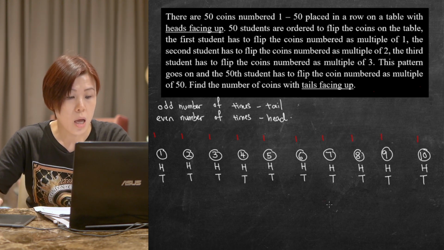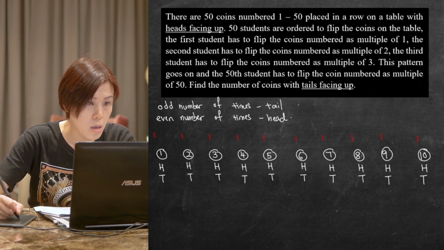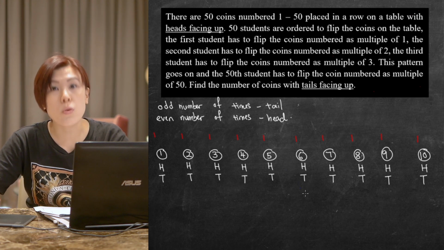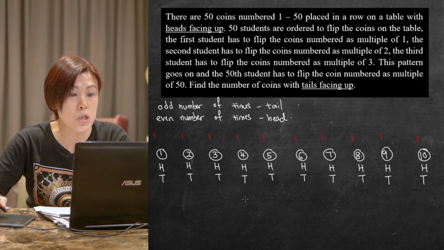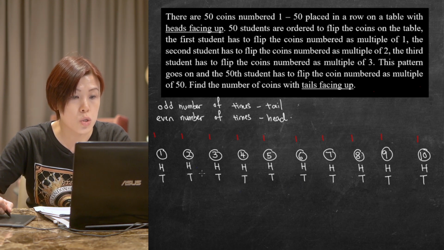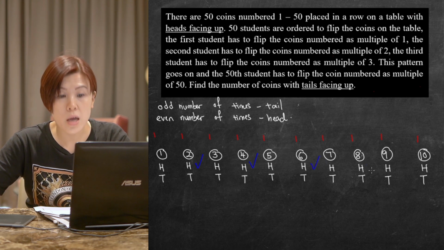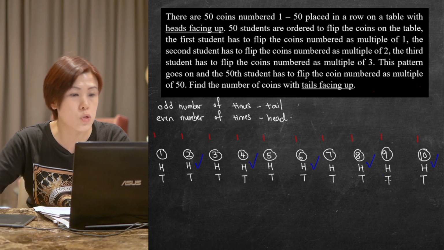Now imagine the second student comes to the table, and he will need to flip the coins with numbers as multiples of 2. In that case, that student will need to flip coin number 2, number 4, number 6, number 8, and number 10, as 2, 4, 6, 8, 10 are multiples of 2.